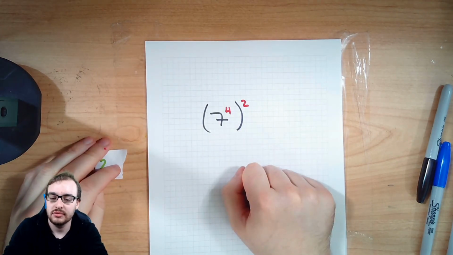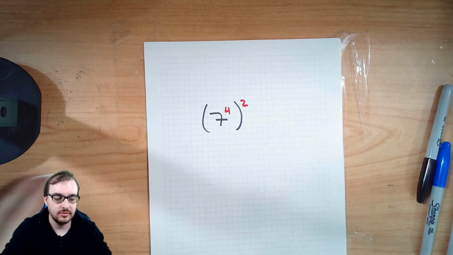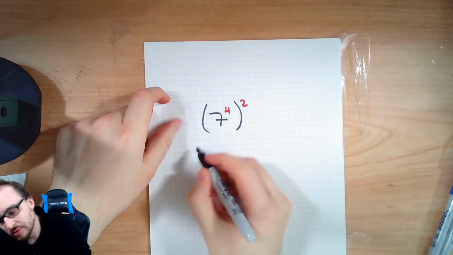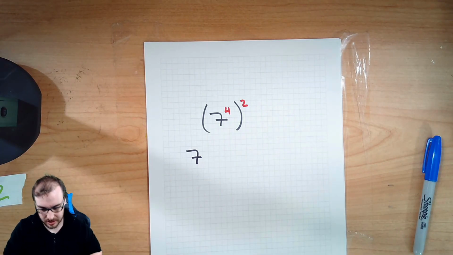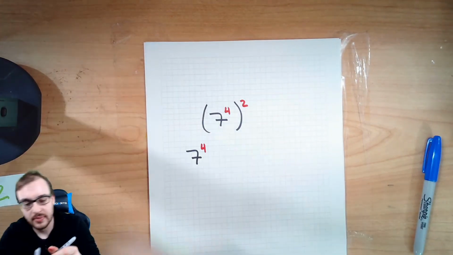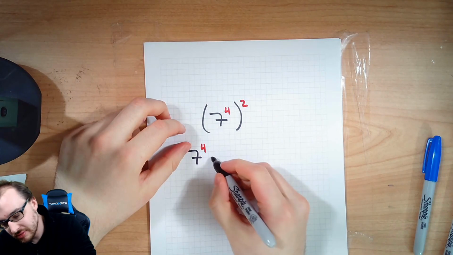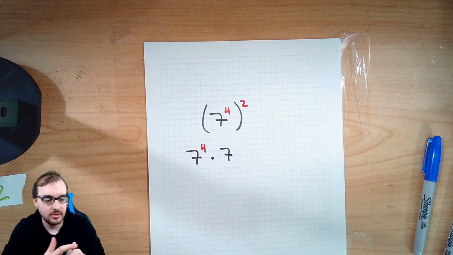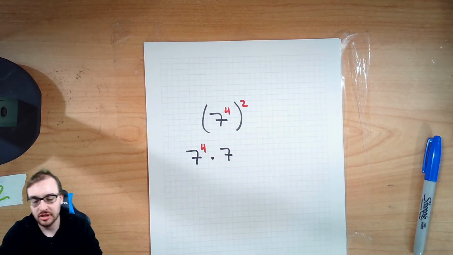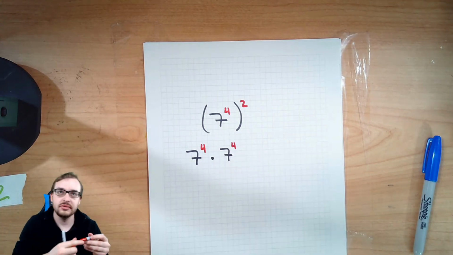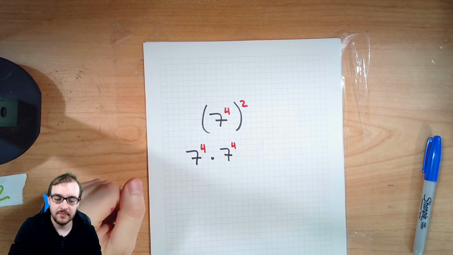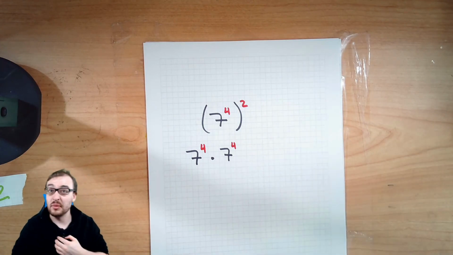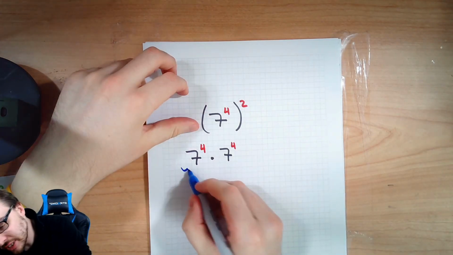All right. Well, take this number and times it by itself twice. This is our whole number. 7 to the 4th. Times it by itself twice. 7 to the 4th times by itself twice. That's all this means. Well, we know how to handle this, right? You probably have the rule memorized by now. But I'll show it again just in case.